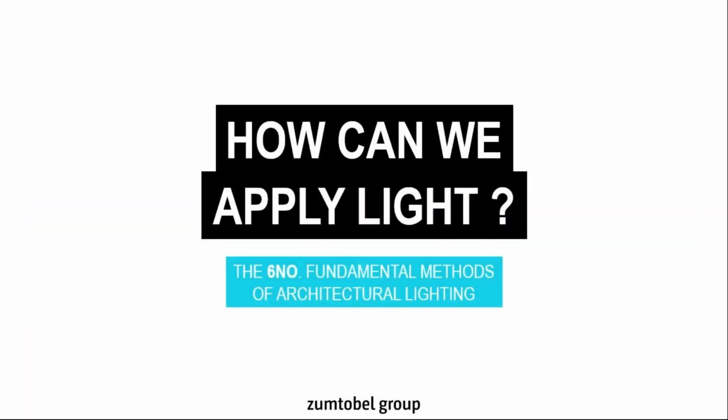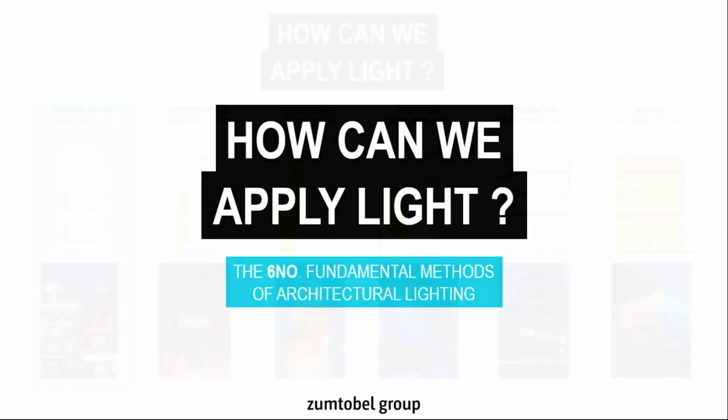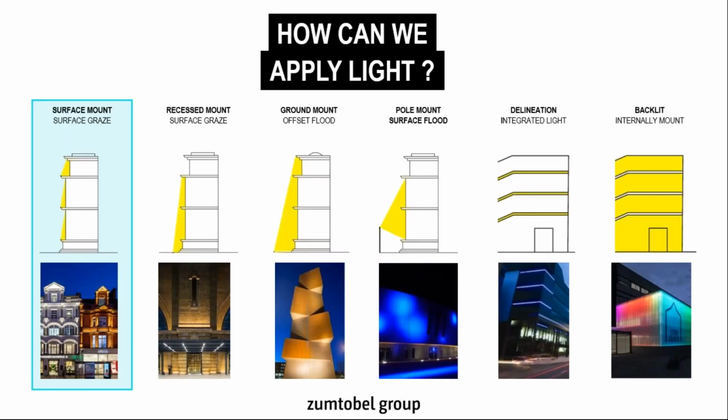So let's now look at how we can apply light. Let's look at the 6 fundamentals of architectural lighting. This is the last section of this webinar this morning. We've talked about this a little bit before: surface mount, recessed, ground mounted coming away from the facades, pole mount, and delineation and backlit.